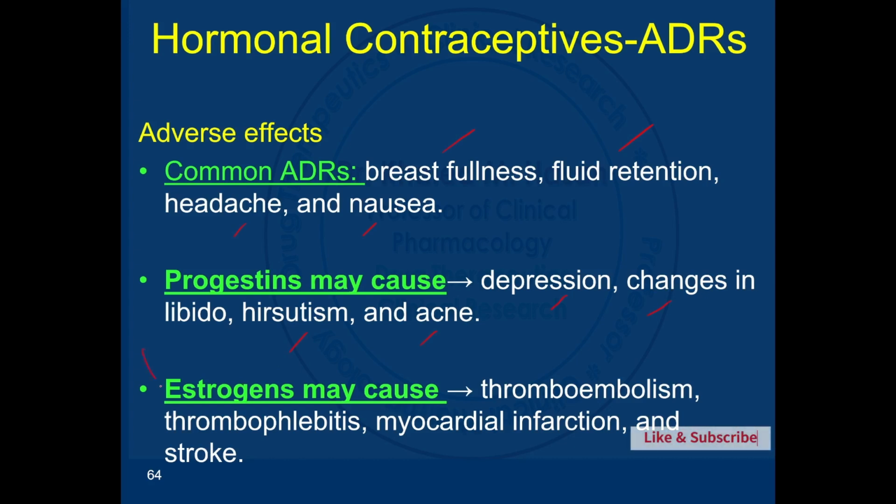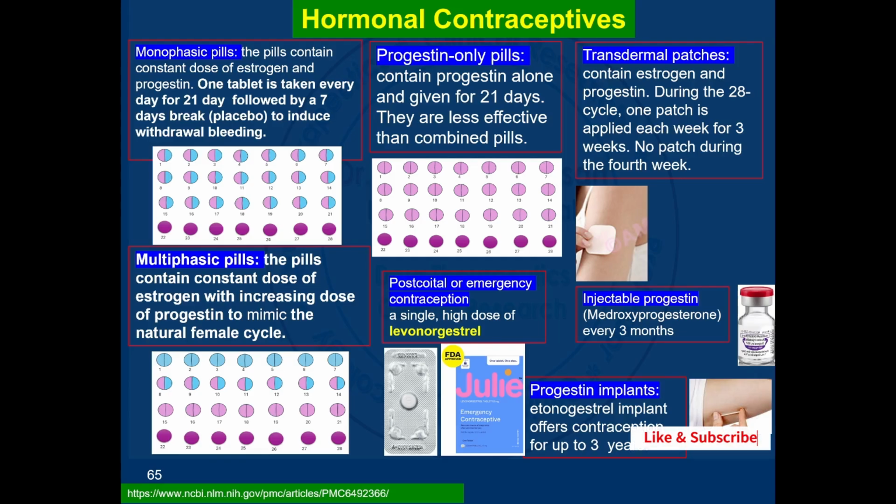What about estrogen? Estrogen increases the risk of thromboembolism. Estrogen increases the risk of thrombophlebitis. Estrogen increases myocardial infarction and stroke. So all these are related to the hormonal contraceptive. And we also need to mention here the risk of breast cancer and endometrial cancer related to estrogen therapy.